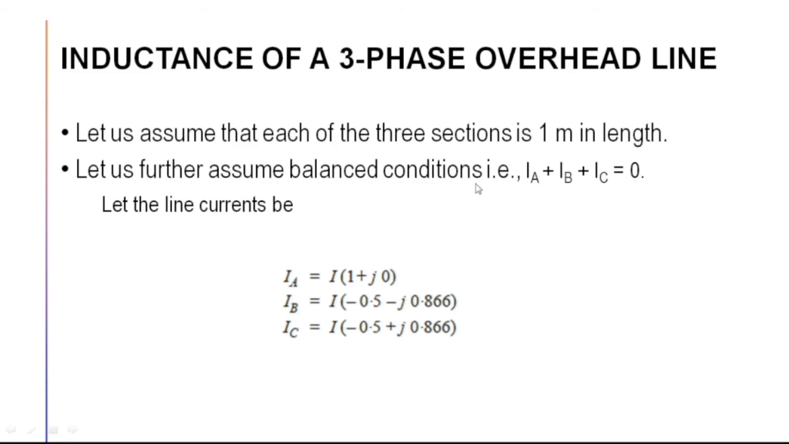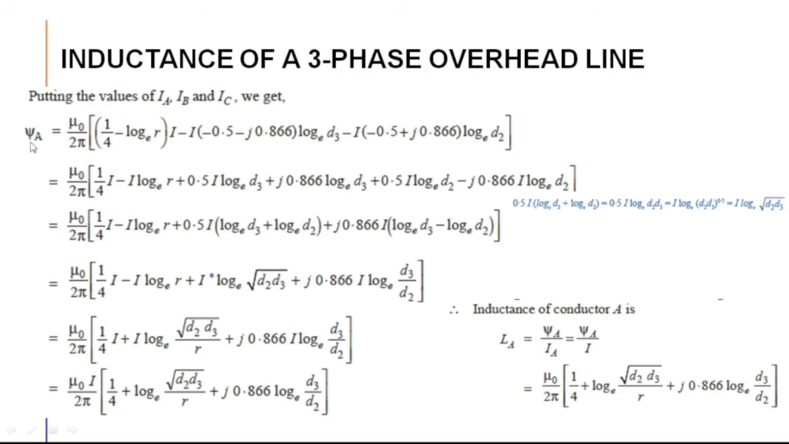By this transposition, let us assume that each of the 3 sections is 1 meter in length. Let us further assume a balanced condition, that is IA plus IB plus IC equals 0. Let the line current IA equal 1 plus j0, IB equal I of minus 0.5 minus j0.866, and IC equal I of minus 0.5 plus j0.866. Previously we derived the expression for the flux linkage psi A, and I am placing the IA, IB, IC values in that psi A expression.